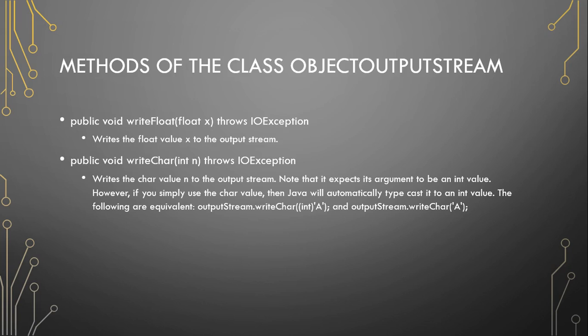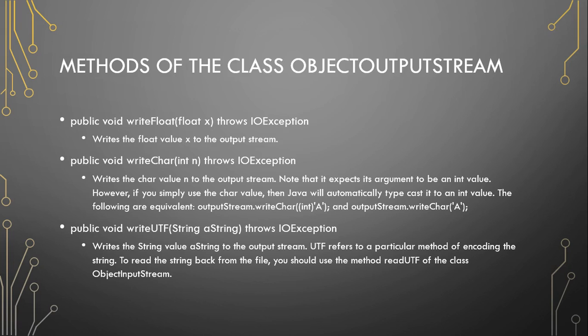You might wonder why it's an int. If you remember, characters are typically a representation of the ASCII character set, so it's corresponding to that value within that set. Public void writeUTF(String aString) throws IOException. This writes the string value aString to the output stream. UTF refers to a particular method of encoding the string. So to read the string value back in, you should use the method readUTF of the class ObjectInputStream. UTF is another encoding of how you can encode your characters. You'll see it occasionally used from time to time.